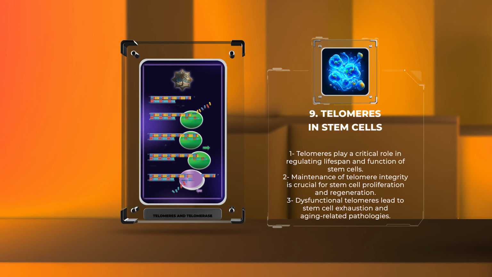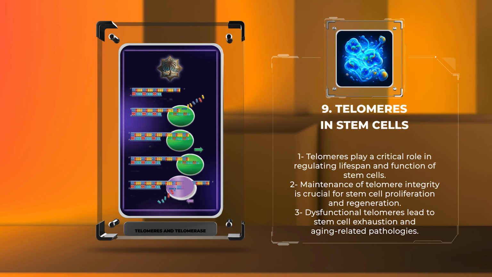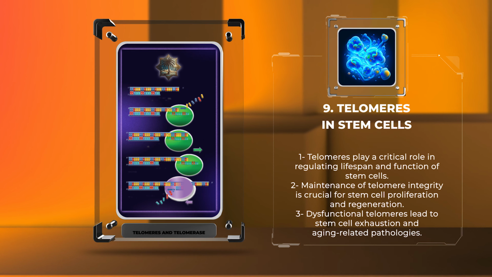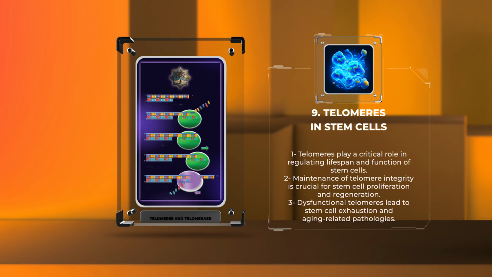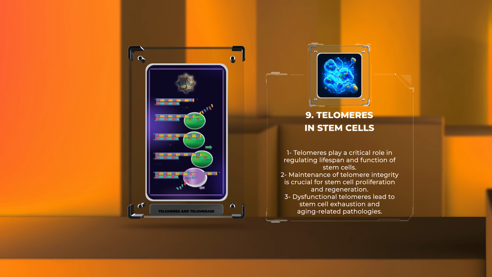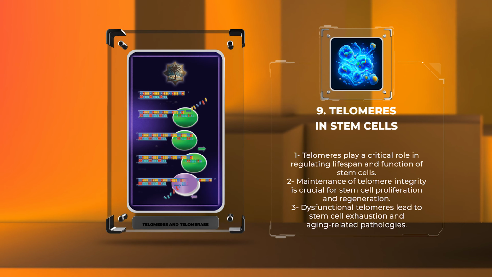Telomeres play a critical role in regulating the lifespan and function of stem cells. Maintenance of telomere integrity in stem cells is crucial for preserving their proliferative capacity and regenerative potential. Dysfunctional telomeres in stem cells can lead to stem cell exhaustion, impair tissue repair, and contribute to aging-related pathologies.